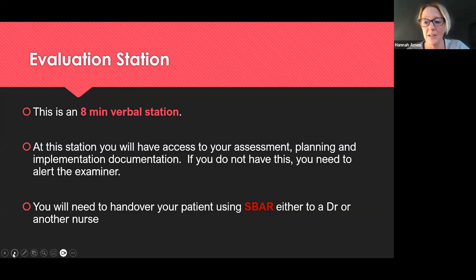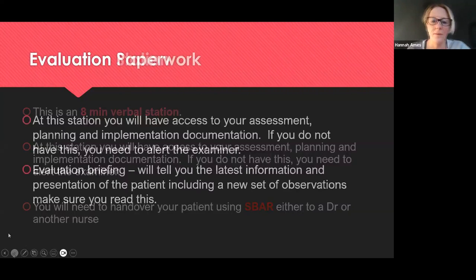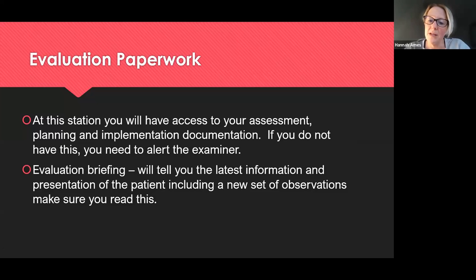It'll be the same patient that you've had throughout your whole API, and you'll get a new set of observations, and you'll be asked to hand over your patient using SBAR. This could either be to a doctor or to another nurse. The evaluation briefing will tell you the latest information about that patient. It could be that your patient is now ready for discharge home, for example, and you're handing back over to the community nursing or GP team, or your patient has been in the emergency department and is now being moved to the ward, and you're handing over to the ward.